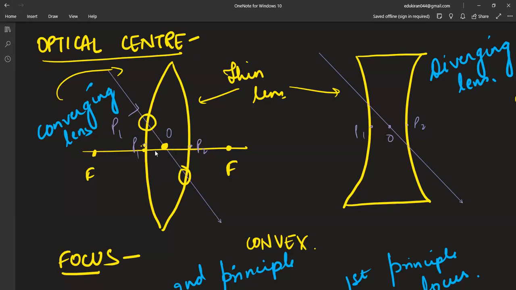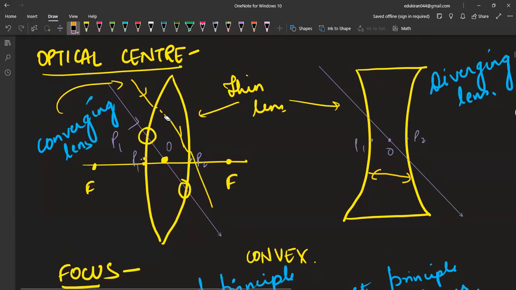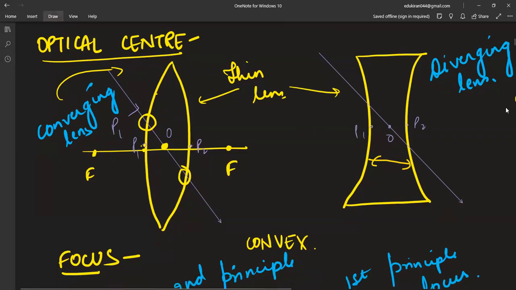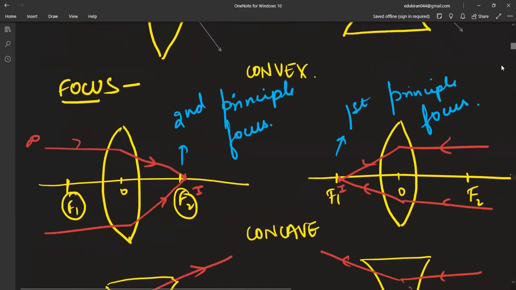Why? The reason is that the separation between P1 and P2 is very, very small. Understood? If this separation is very small, then the deviation is also not very much. Otherwise, it would have had to be drawn like this, with refraction here, and then again some refraction like this. But we don't draw it in that manner, because the aperture is so small.